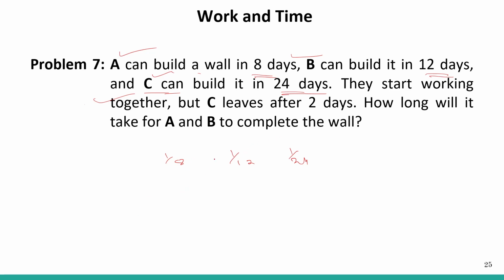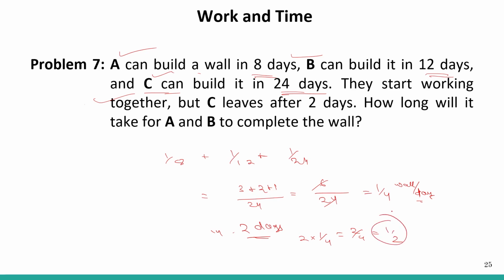So we start by calculating the combined work rate. It will be 3 plus 2 plus 1 over 24. So this is 6 by 24, so 1 by 4 is the combined work rate, that is 1 by 4 wall per day. So in 2 days, the fraction of work done will be 2 into 1 by 4, which is 2 by 4, equal to 1 by 2. So half of the wall is built.